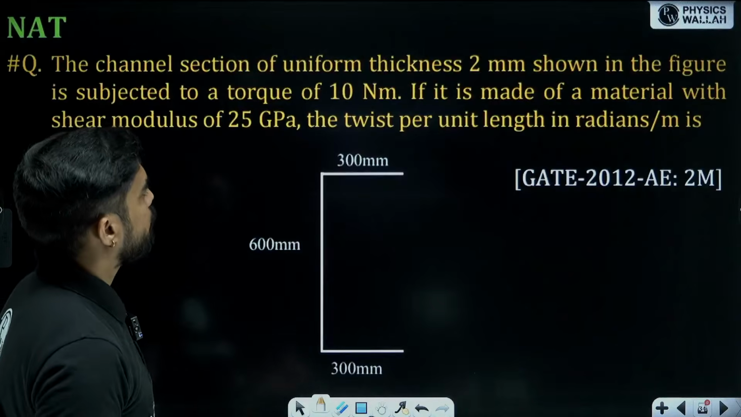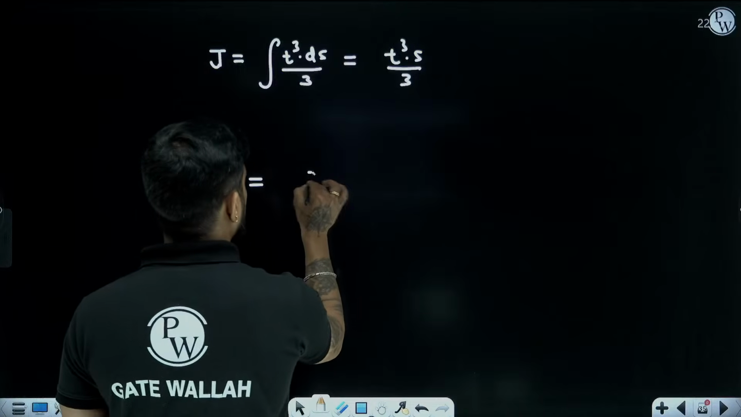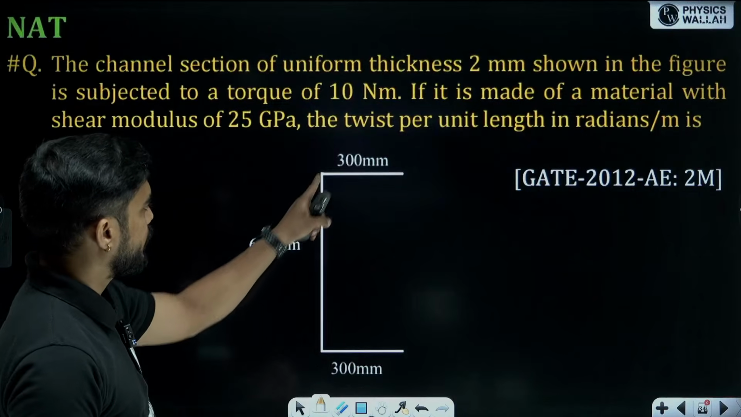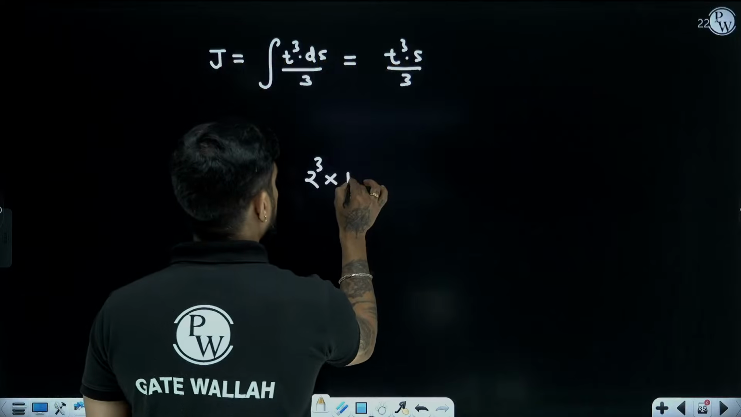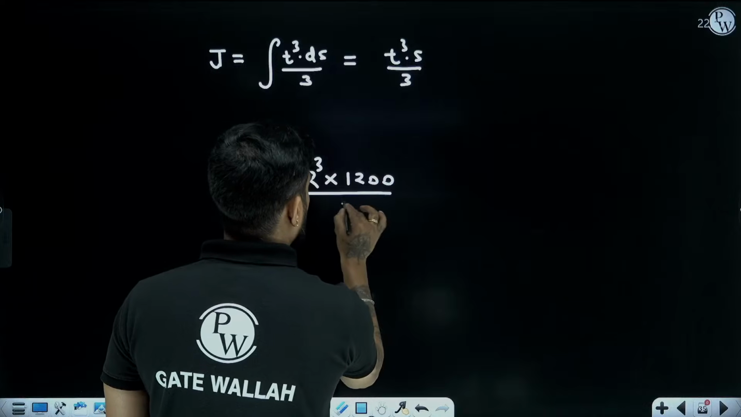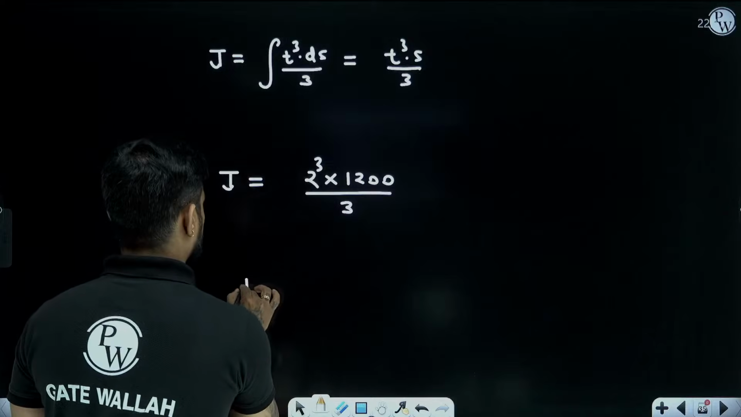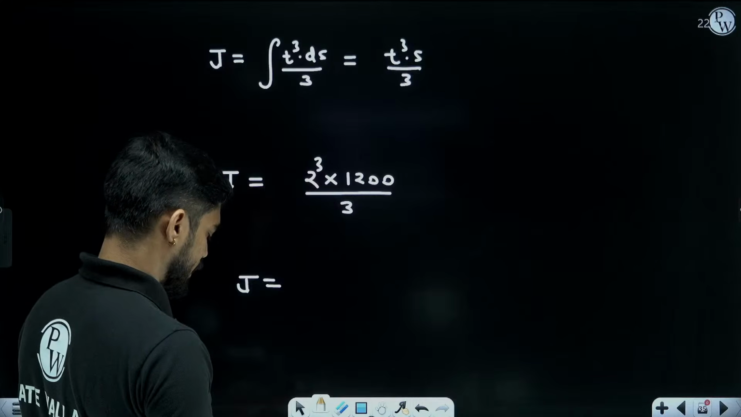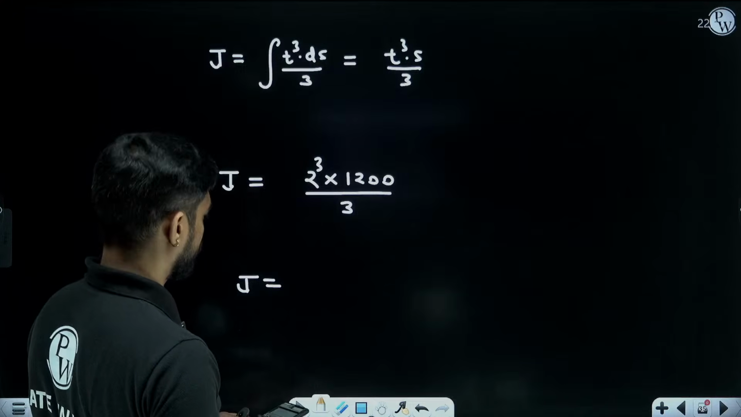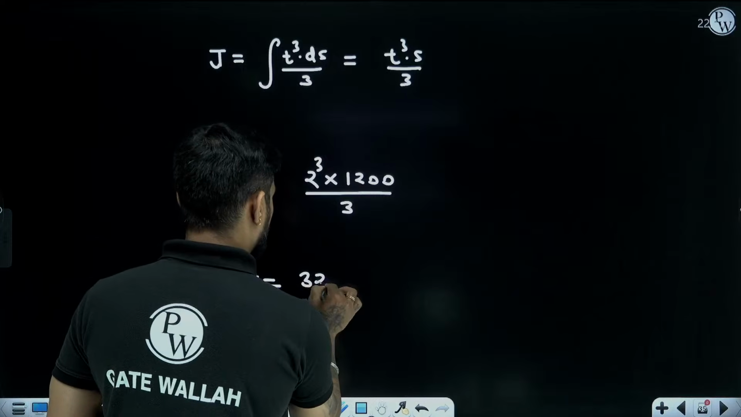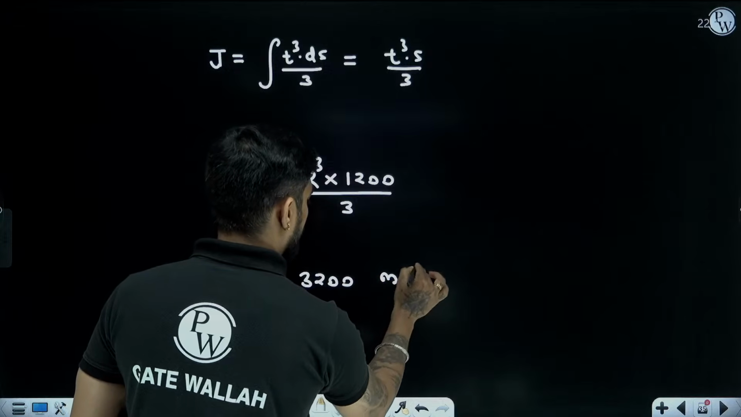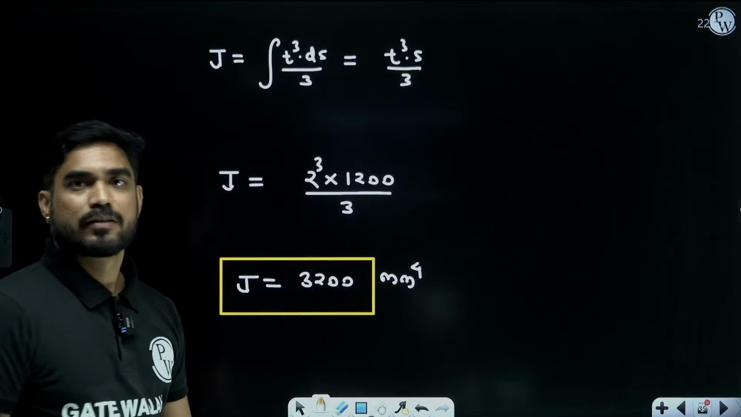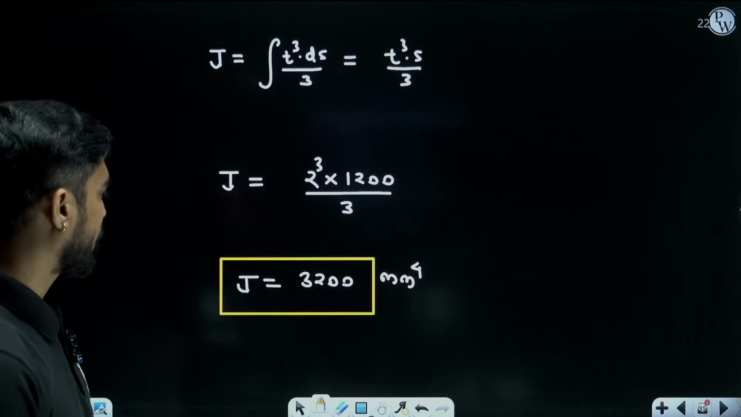So what is T? Thickness is 2 mm. What will be S? 300 plus 600 plus 300, 1200, divided by 3. 400 into 8, right? 3200 mm to the power 4. This is the value of J. 3200 mm to the power 4.